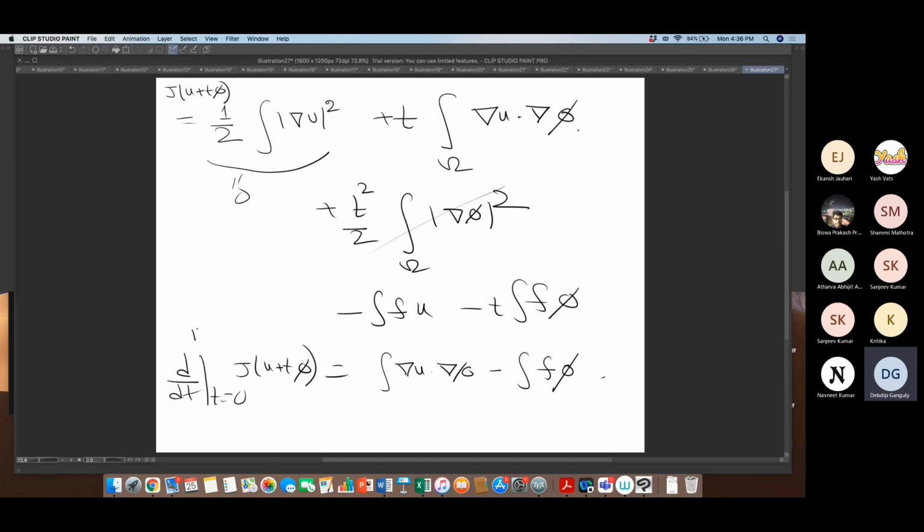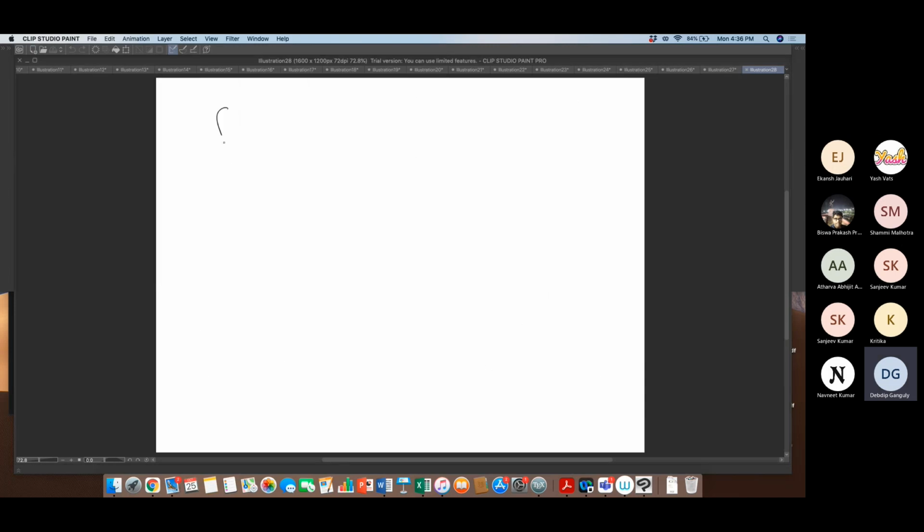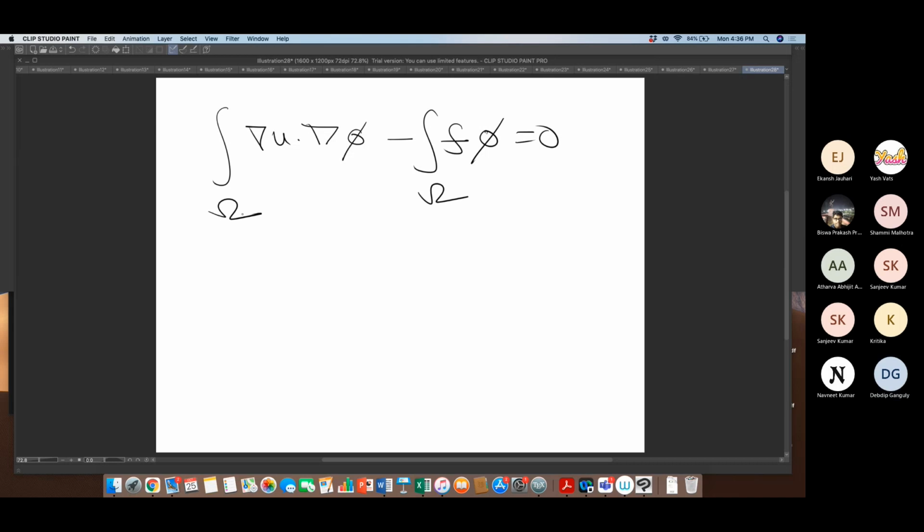Now I said that this is f prime of t at t equal to 0. Because u attains its minimum, this is equal to 0. That is, I got the integral of gradient of u dot gradient of φ minus the integral of f φ equal to 0. Now what will I do? φ is a compactly supported function.